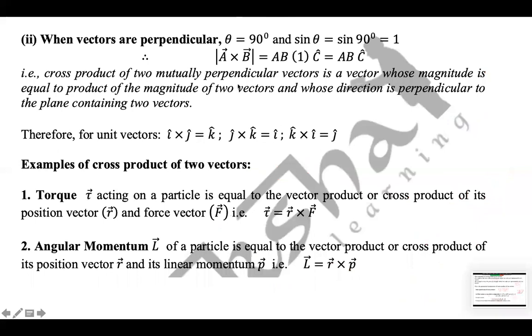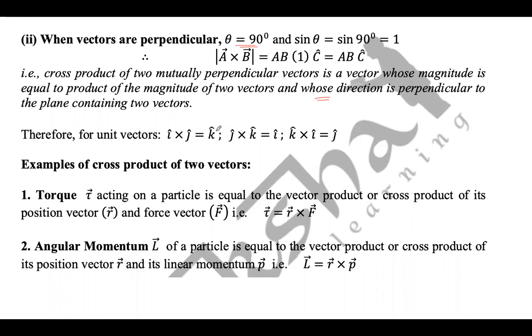Now when the two vectors are perpendicular, we know that theta is 90 degrees. So A cross B will be equal to AB into 1. So directly you can multiply those. The cross product of two mutually perpendicular vectors is a vector whose magnitude is equal to the product of the magnitudes of the two vectors and whose direction is perpendicular to the plane containing the two vectors. This we have already found by the right hand screw rule and thumb rule.